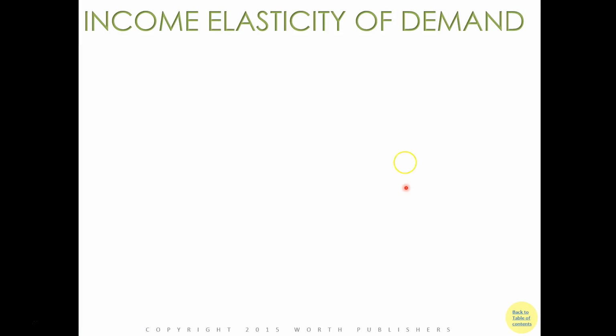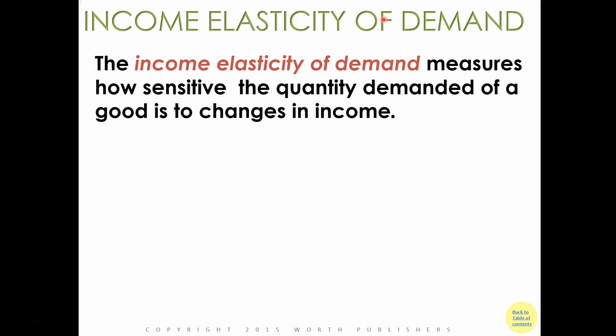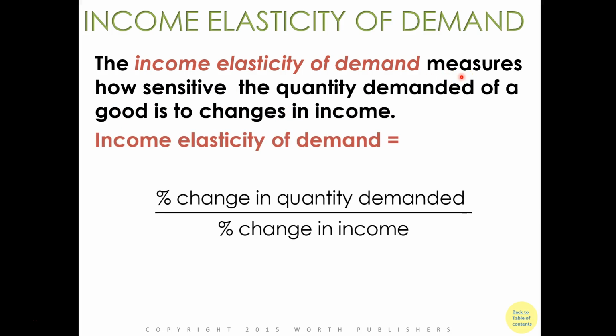The next portion is income elasticity of demand. It measures how sensitive the quantity demanded of a good is to changes in income. Income is the income of the person, the firm, or the household, the family you're talking about. And this is the formula, which I don't really care if you know. For just principles of economics, this is not something you really get into.